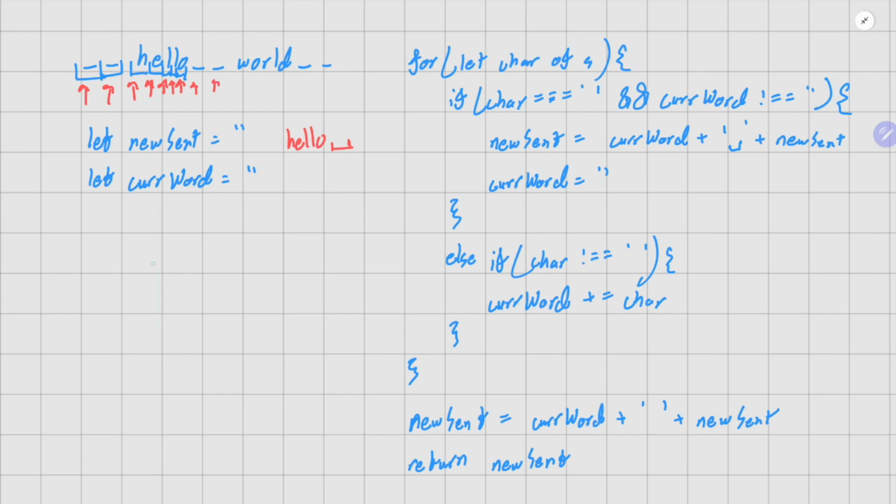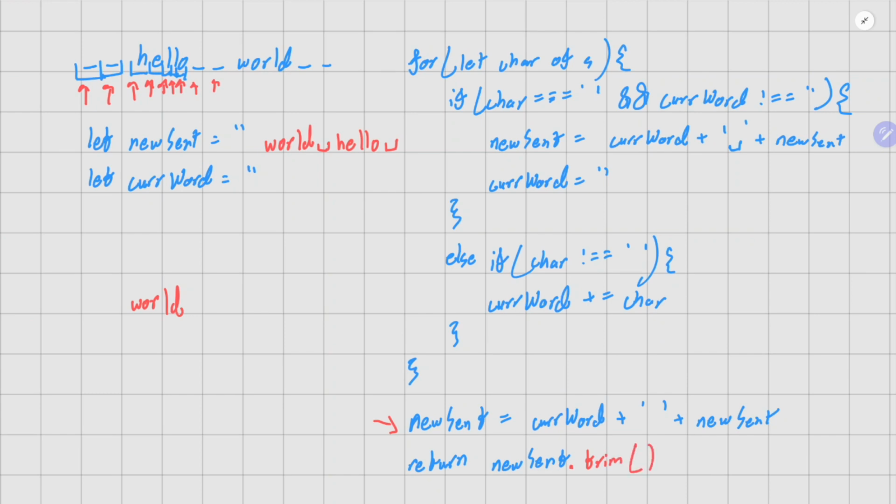So we skip over the next one. We have the next word, which is going to be just world, and then world gets appended over here. So it would be, let me just erase this again. So it'll be world space hello space. Okay, so world would definitely be added over here. That means we probably need to trim this one as well.